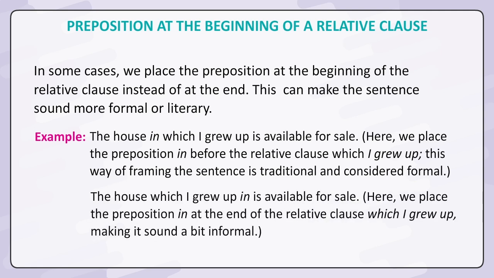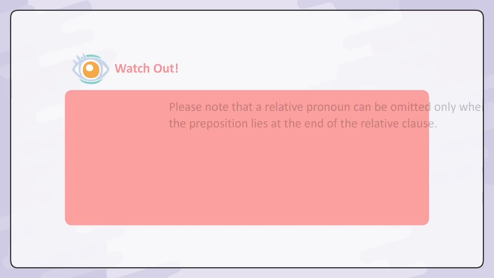The house which I grew up in is available for sale. Here, we place the preposition in at the end of the relative clause which I grew up, making it sound a bit informal.